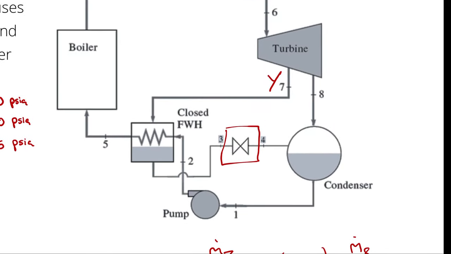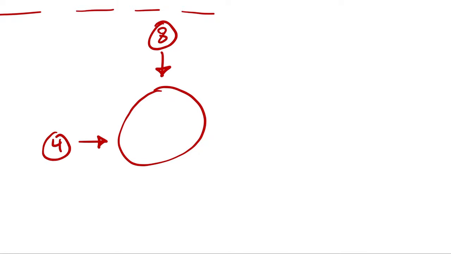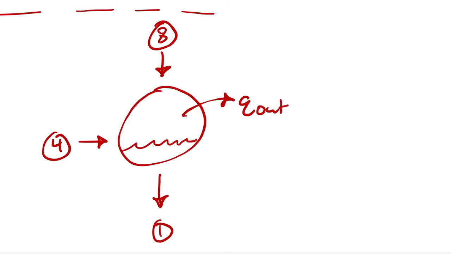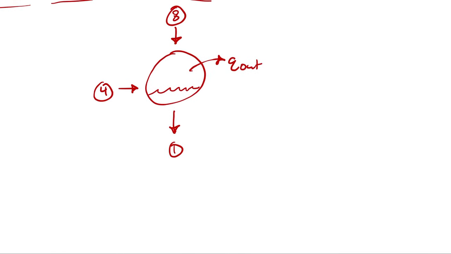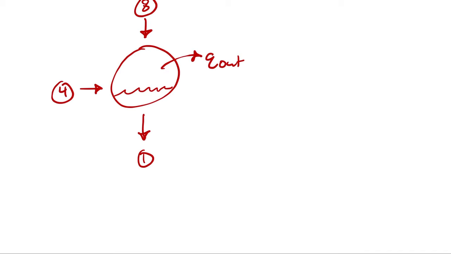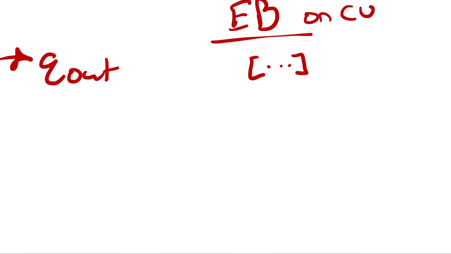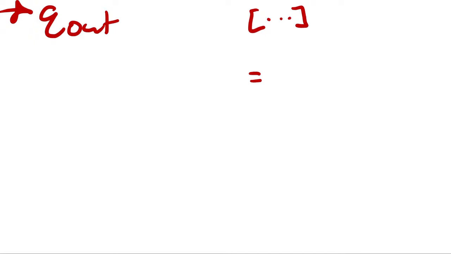And then specific Q out is going to be the complicated one this time because I have multiple inlets and outlets. So let's just walk through that energy balance. I have entering mass flow rate at 8 and 4. Let me double check those state point numbers. And because I have a steady device that is an open system, my energy balance is going to simplify quite a bit. I can jump to writing the sum in of m dot theta is equal to Q dot out plus the sum out of m dot theta.